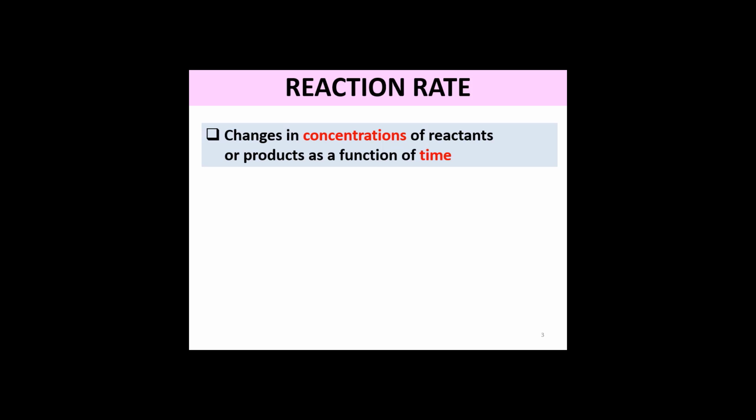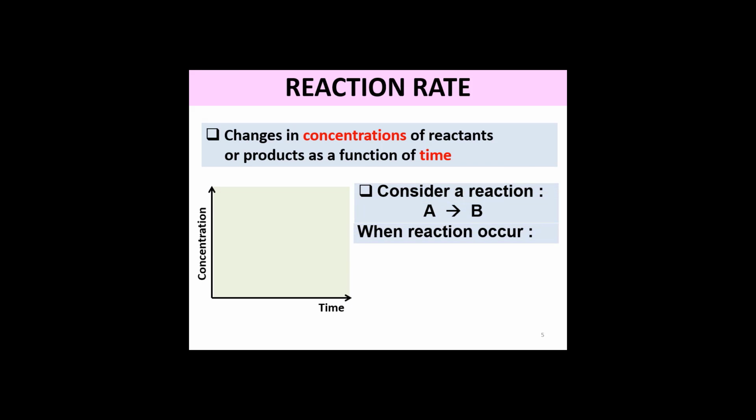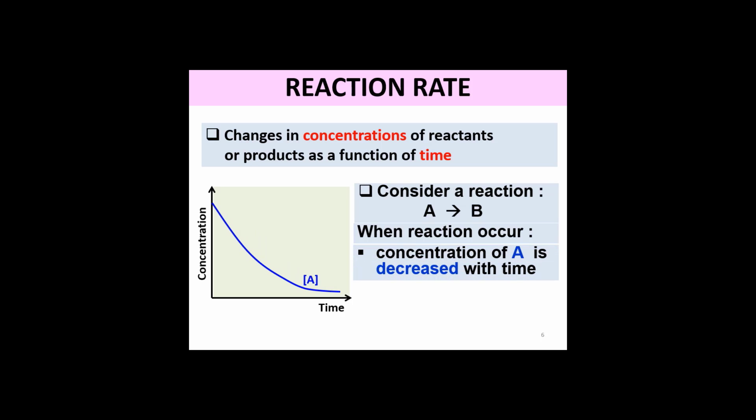Reaction rate. Reaction rates are generally measured as changes in concentration of reactants or products as a function of time. Consider a reaction of A producing B. When the reaction occurs, the concentration of reactant A decreases with time, while the concentration of product B increases with time.